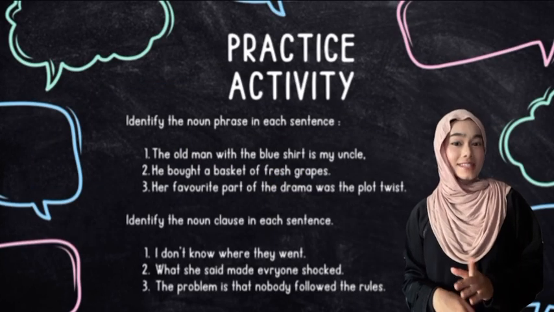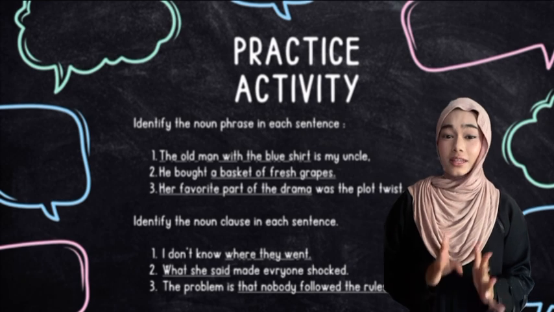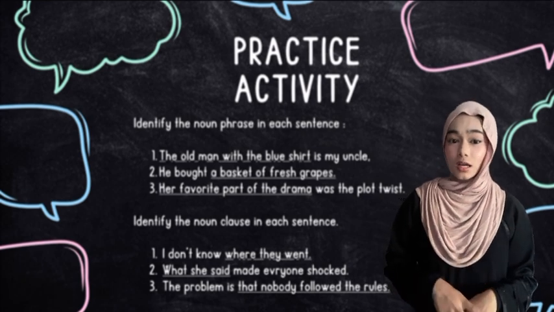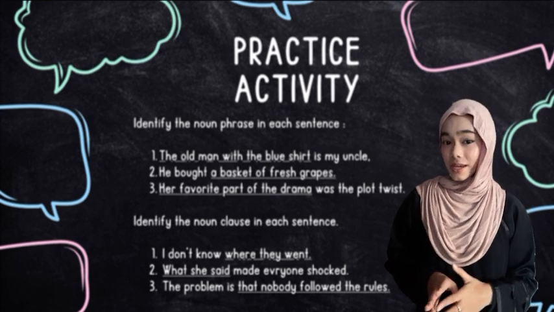Now, it's time to test your understanding with a short practice activity. Let's start with the first section. The old man with the blue shirt is my uncle. Here, the noun phrase is the old man with the blue shirt. It acts as the subject of the sentence.